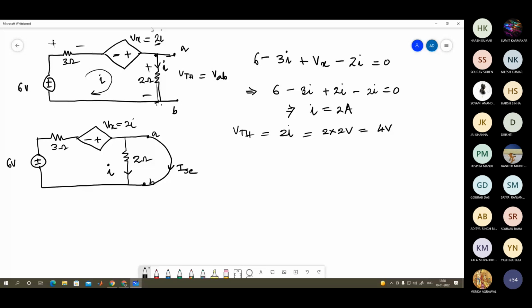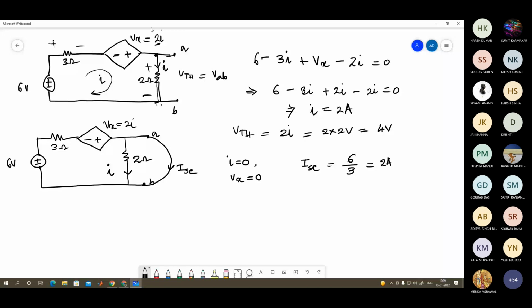So it will be simply like this: 6 volt, 3. This will be a short circuit now because it is not present. It's 2 ohm. There is a short circuit. So effectively, the current will be flowing through this path. This will be ignored. So you get 6 by 3 equal to 2 ampere.